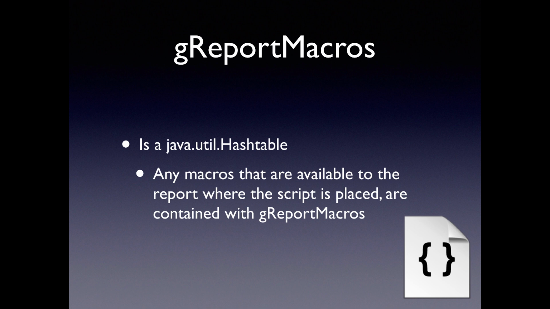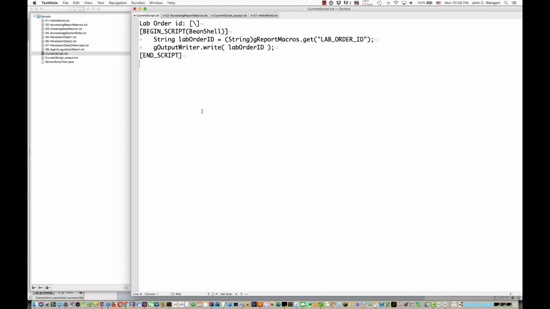So let's take a look at that more closely in a script. Okay, so we have changed now our current script to this script that we're looking at, which starts with the lab order ID, and then we use this little formatting macro, backslash, which basically says continue the line beyond the next end of line, so that way we don't pick up this end of line. And then the next is our begin script. So the first thing our script does is it gets the lab order ID out of the report macros and assigns that to a variable called labOrderID. And then it writes that to the g_outputWriter.